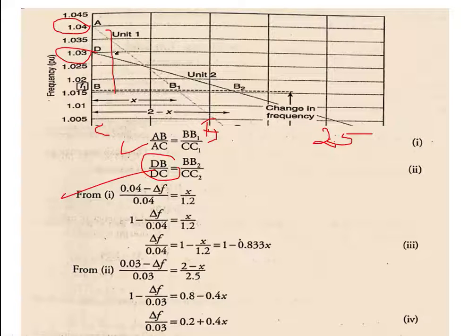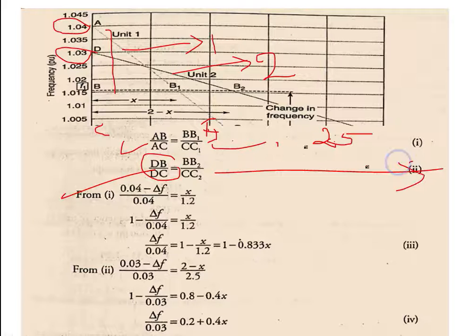dB by dC. This is with respect to graph 1, slope 1. This is from slope 2. You have to write this equation 1 and equation 2. Clear? So AB is nothing but the distance. You can call it as 0.04 minus delta F divided by AC. This AC is nothing but the value of droop.